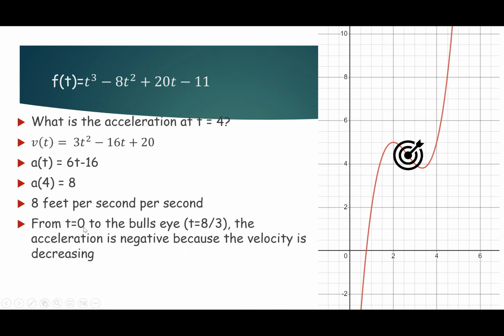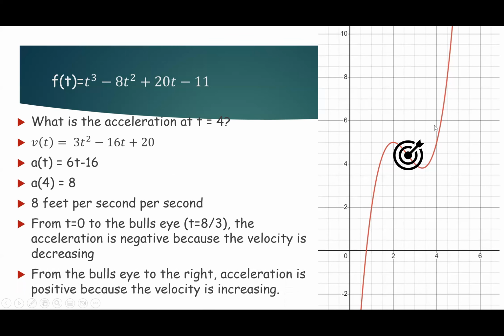So from t equals 0 to the bullseye, which is at 8/3, the acceleration is negative. Why is it negative? Because the velocity is decreasing. We see that it's big here, a little less here, a little less here. Now it's negative. Then here it's negative, here it's 0, here it's positive. So to the right of this point, it's increasing. So from the bullseye to the right, acceleration is positive because the velocity is increasing.